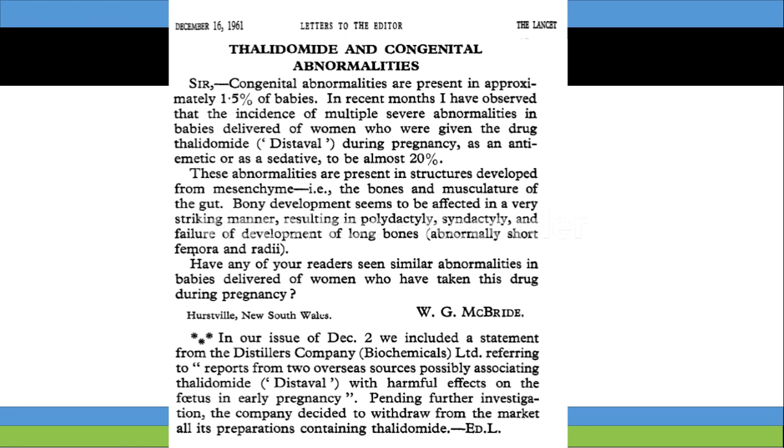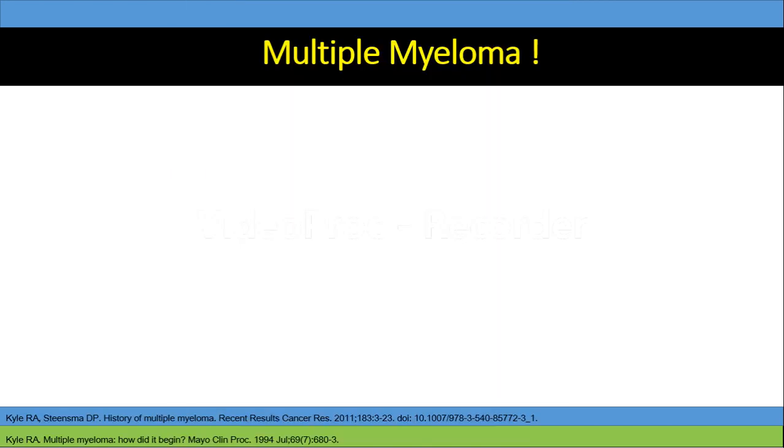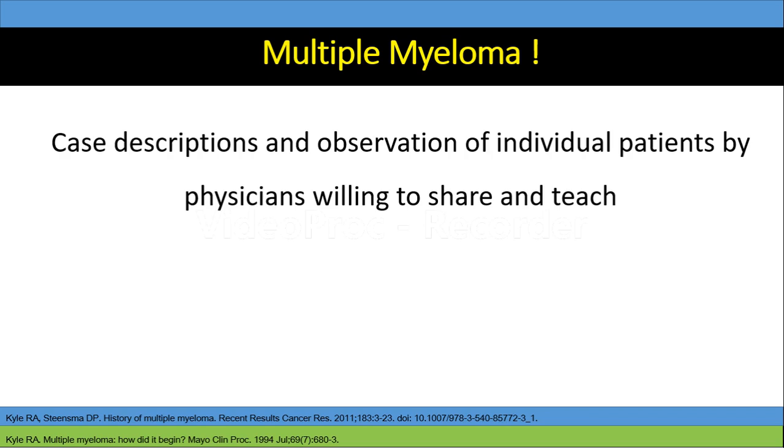So the thalidomide tragedy shows you the value and power of writing a single case report and putting it in the limelight. Again, we are all probably very familiar with multiple myeloma, which is a hematogenous malignancy that affects many systems of the body, including the vertebral spine, and can lead to collapse. You might be surprised, if you go into the historical background of multiple myeloma, that it actually all started around 200 to 300 years back in the form of simple single case reports and case descriptions and observations of individual patients by physicians who were willing to share their experience and to teach others about a different kind of disease.